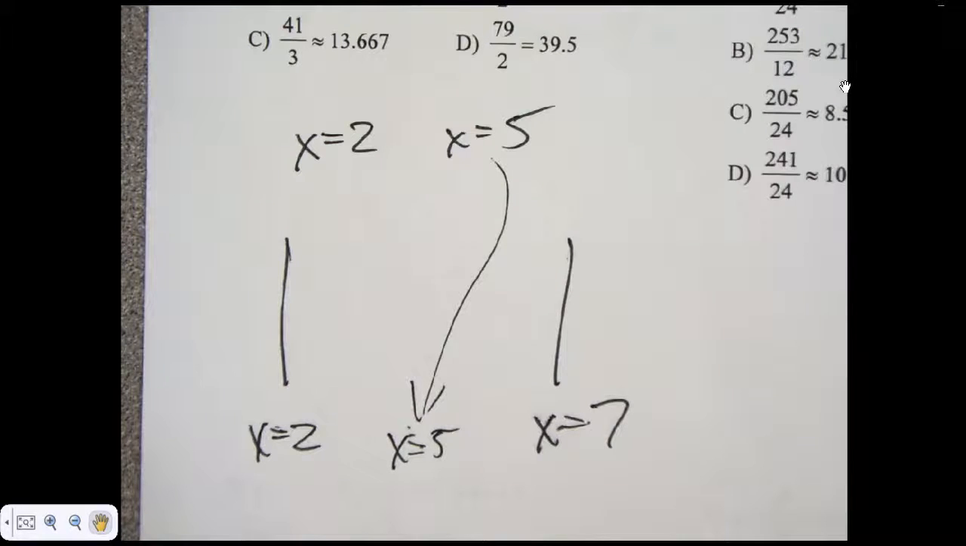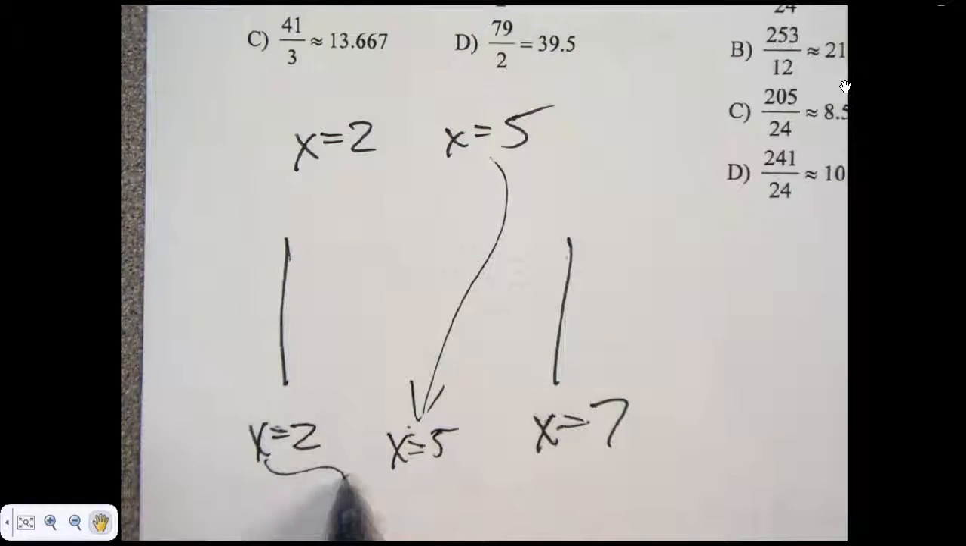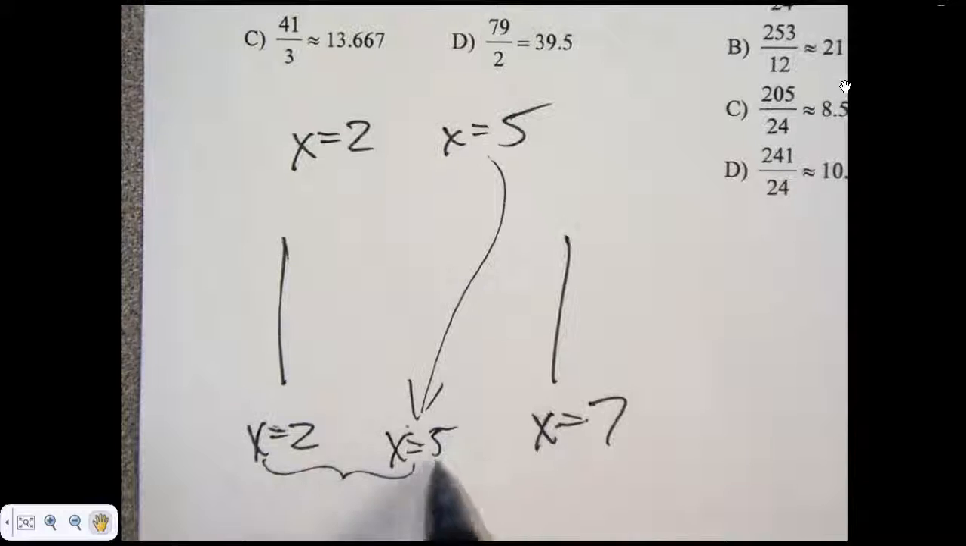I'm going to have to make 2 integrals. I'm going to integrate once between 2 and 5, and I'm going to integrate once between 5 and 7. I don't really know which one's on top.